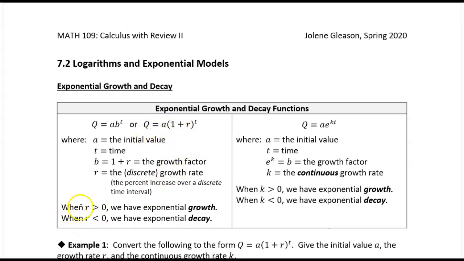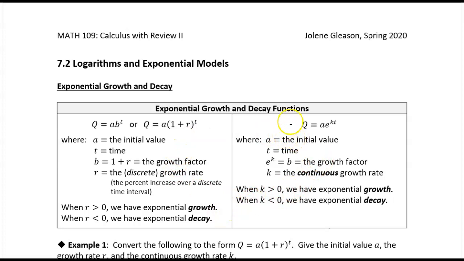Now, when the growth rate is greater than 0, you have exponential growth. Okay, so the value is increasing over time. If the growth rate is less than 0, you have exponential decay. Okay, so that means it's becoming less over time.